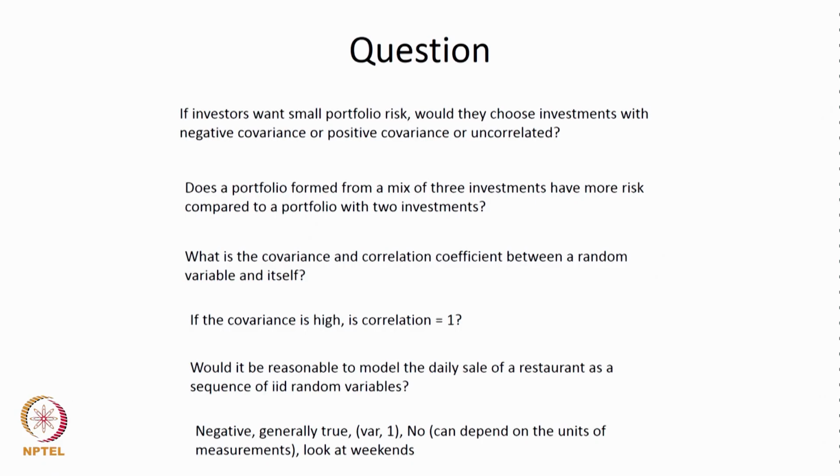What is the covariance and correlation coefficient between a random variable and itself? So, between the random variable and itself, the covariance is the variance and the correlation coefficient is 1.